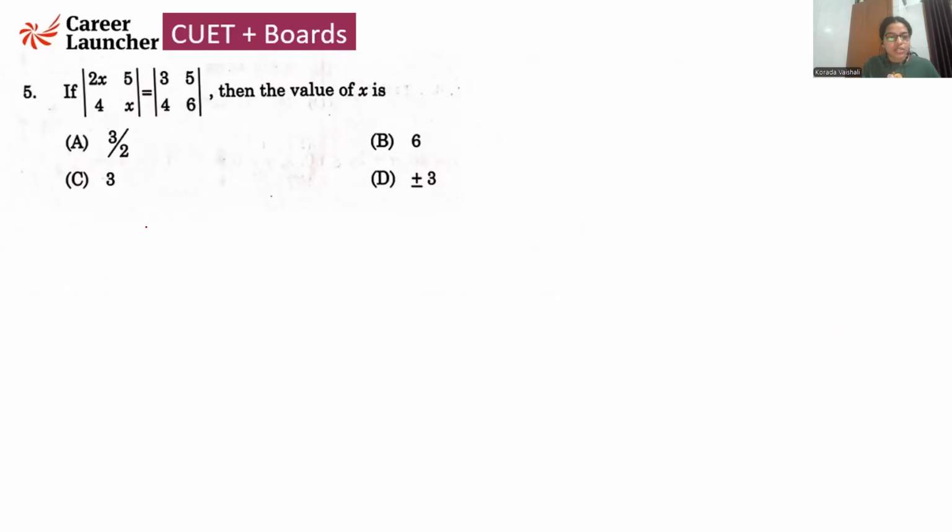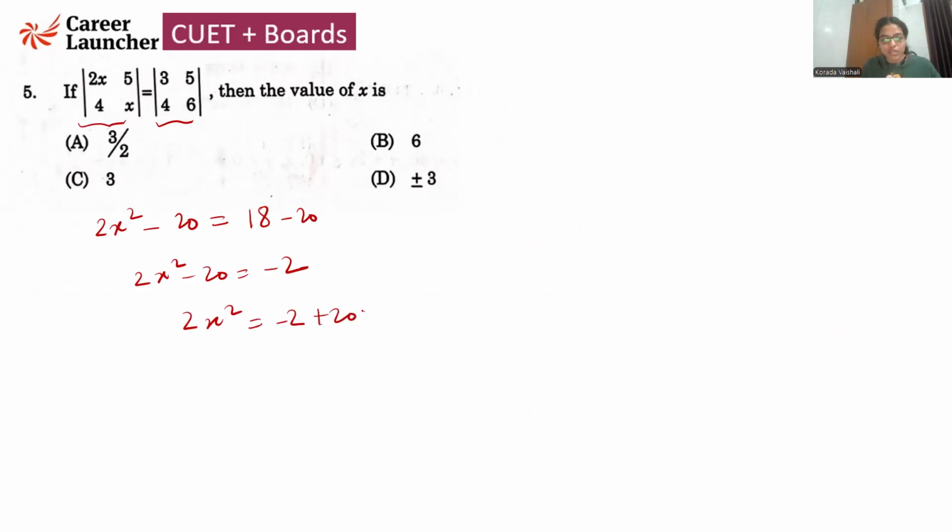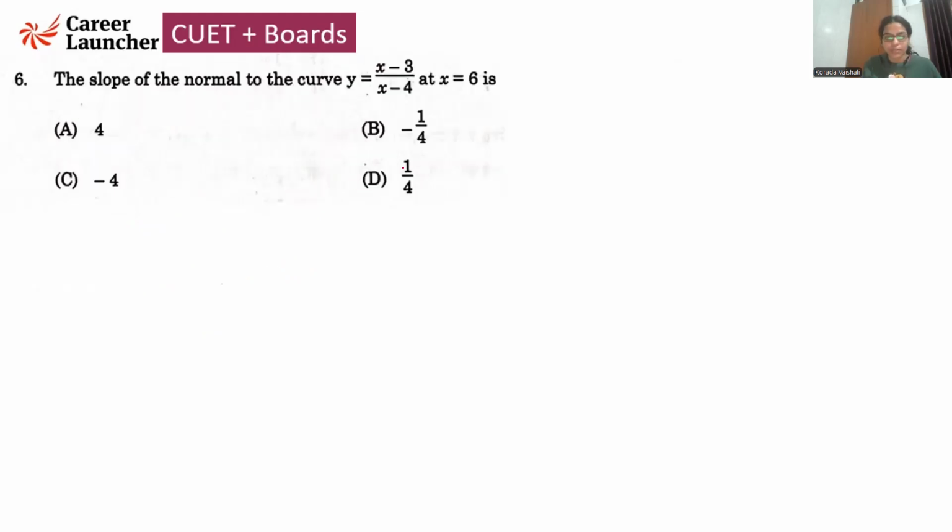Now the next question is based on matrices. The determinants of two matrices are equal. Let us calculate for the first one. I have 2x square minus 20 is equal to 18 minus 20. Solving this down, I have 2x square is equal to minus 2 plus 20, which is nothing but 18. And x square is 9. So x is plus minus 3, which is option D over here.